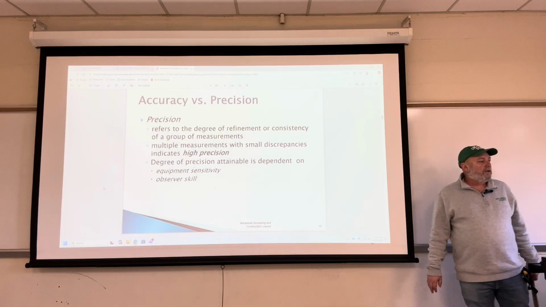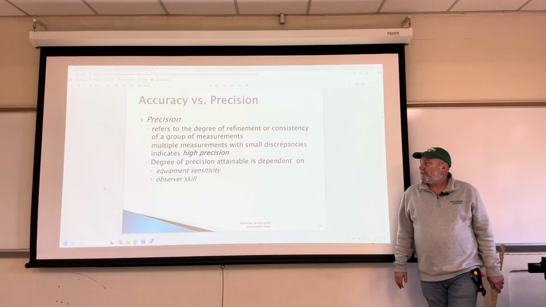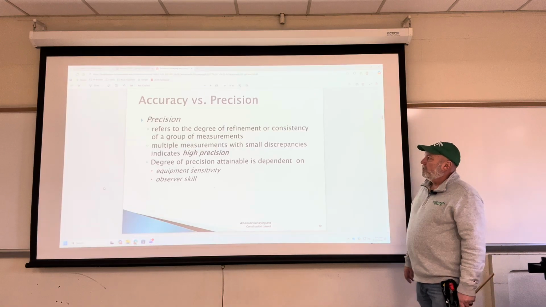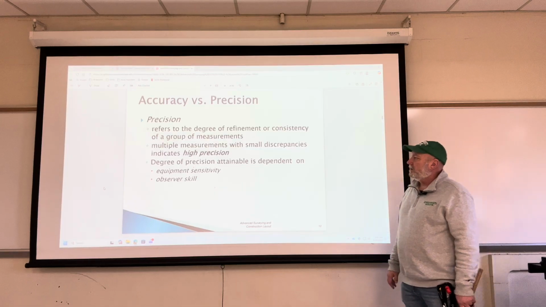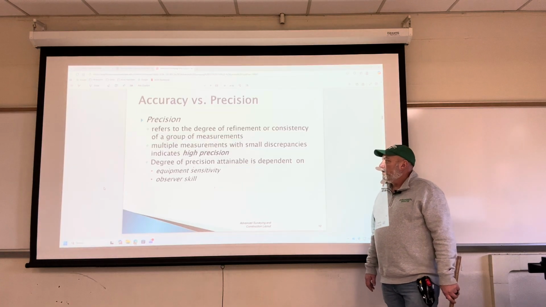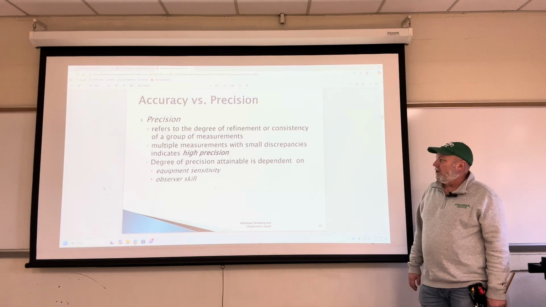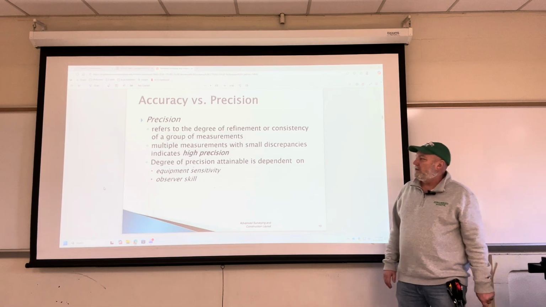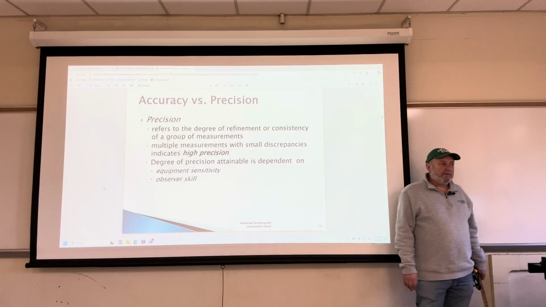Precision refers to the degree of refinement or consistency of a group of measurements. Multiple measurements with small discrepancies indicate high precision. The degree of precision attainable is dependent on equipment sensitivity, observer skill, and I would even say redundant measurements.